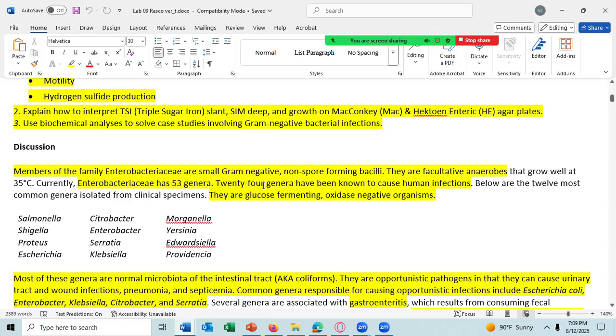Members of the family Enterobacteriaceae are all small gram-negative non-spore forming bacilli. They are all facultative anaerobes. The family Enterobacteriaceae has 53 genera. 24 of these genera are known to cause human infections. Below are some common genera isolated from clinical specimens. All of the members of the family Enterobacteriaceae are all glucose fermenting and oxidase negative organisms.